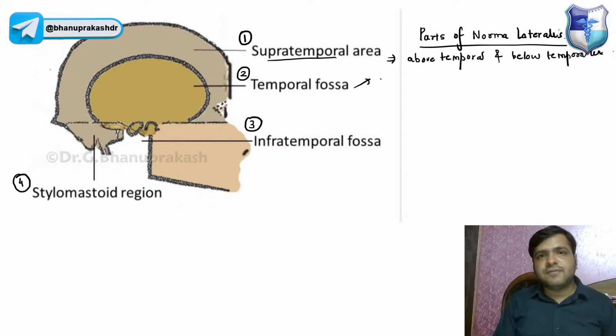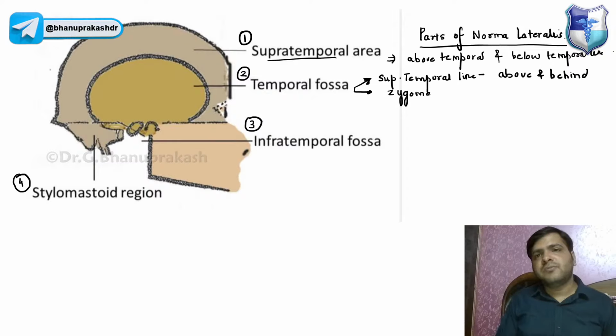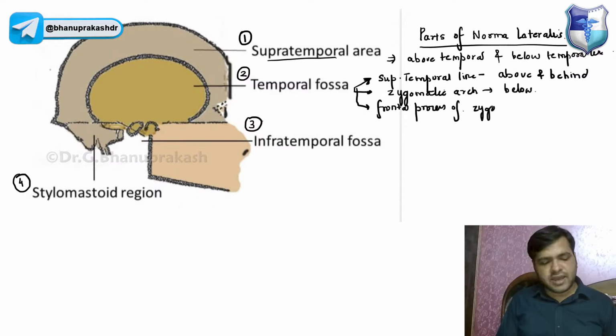Yes, we have the superior temporal line, it is above and behind. We have the zygomatic arch below, and we have the frontal process of the zygomatic bone anteriorly.